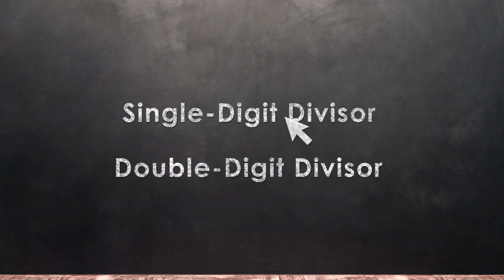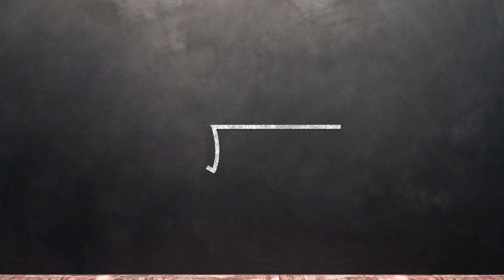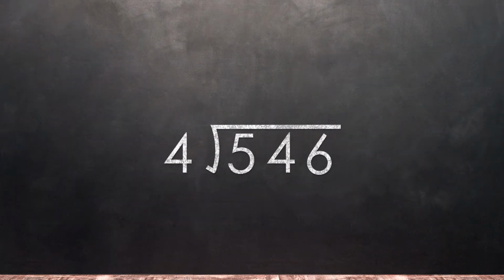Let's begin with a single-digit divisor. Suppose we want to divide 546 by 4. Instead of trying to divide the entire 546 by 4 all at once, we use long division to break it down digit by digit. We always start with the digit in the largest place value first and work left to right, going through each digit one at a time.